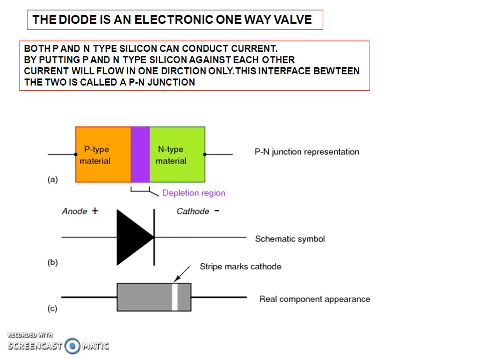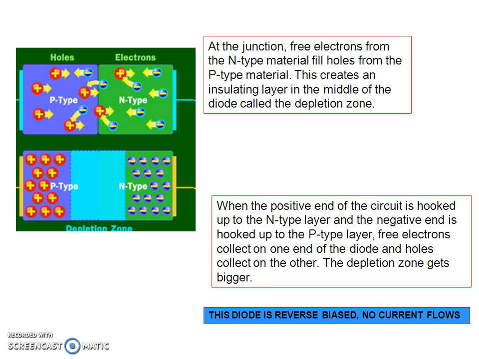In the practical case, the diode can be represented as a cylindrical structure, and a silver line on one side is used to show the cathode leg of the diode. Now, if we look inside a diode, what actually happens?